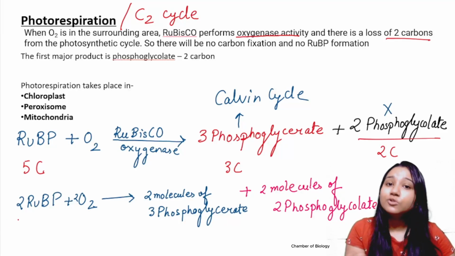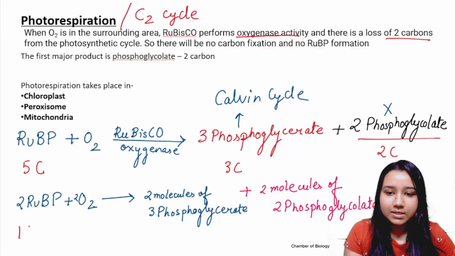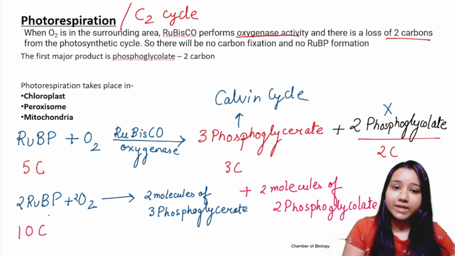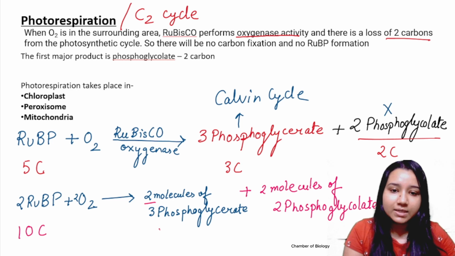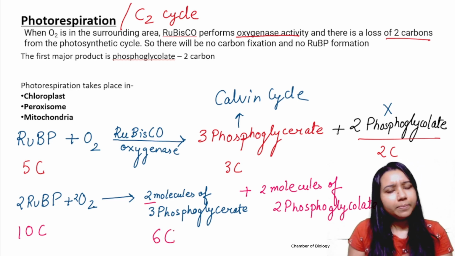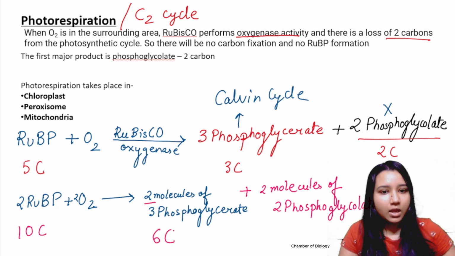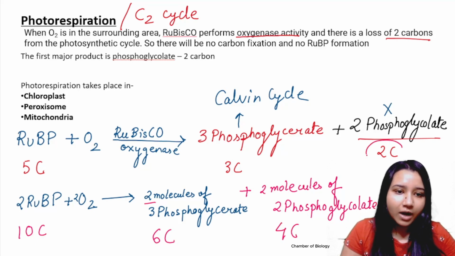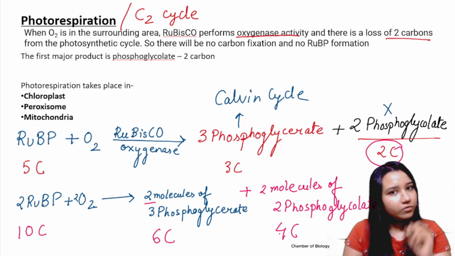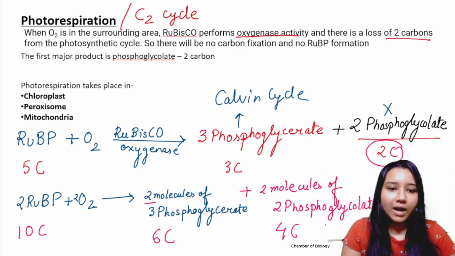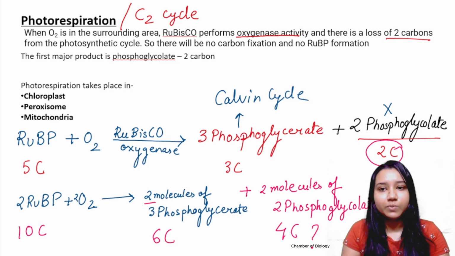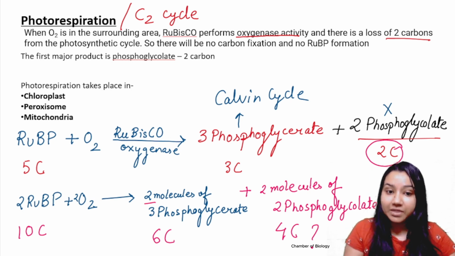So if there are 2 RuBP, we know that there are 10 carbons utilized now, right? So out of these 10 carbons, we are going to see that 6 carbons are going to participate in the Calvin cycle. But what about the 4 carbons? Because we know it is a 2 carbon compound, so total 4 carbons, we are multiplying by 2. So will the 4 carbons be lost? No. Out of these 4 carbons, students, we can get back 3-PGA as well.